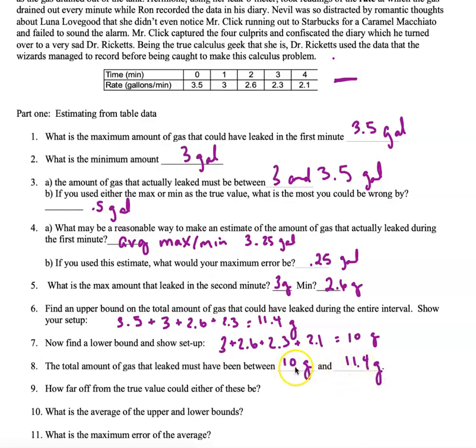So if we had guessed 10 and the real answer was 11.4, or we had guessed 11.4 and the real answer was 10, we could have been off by 1.4 gallons. But if I had taken an average between the lower bound and the upper bound, I would have gotten 10.7 gallons, and then my maximum error is only 0.7 gallons.